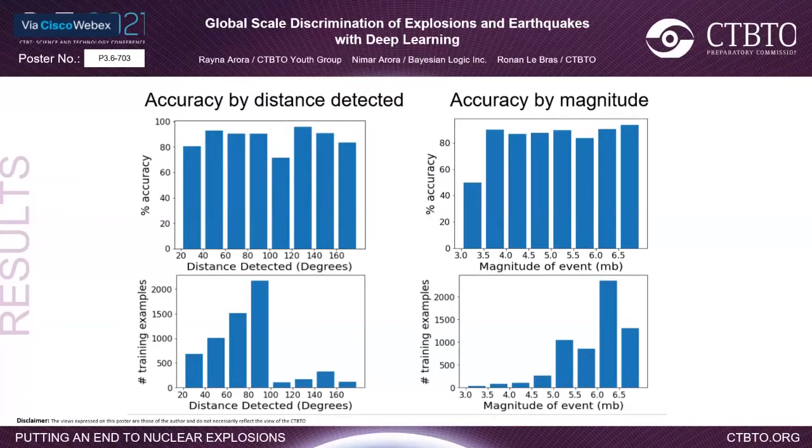As you can see in the graphs, the accuracy is fairly consistent across different distances and magnitudes of events, despite the sparse training data in some cases. Our experiments show that deep learning is able to extend discrimination of earthquakes and explosions with waveforms to far greater distances with high accuracy. Thank you, and I encourage you to come to my poster session.